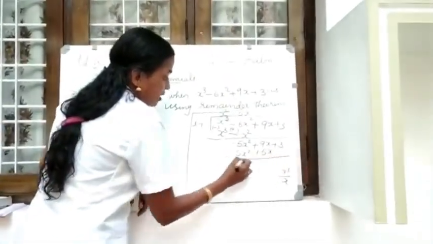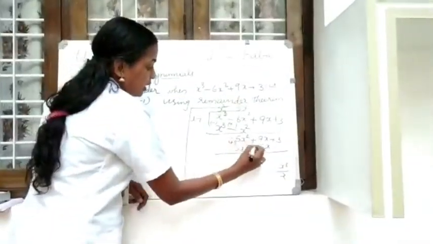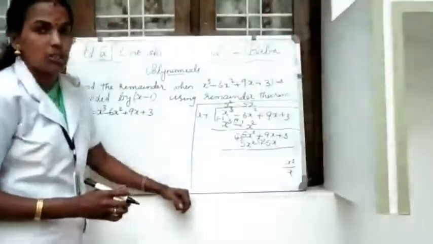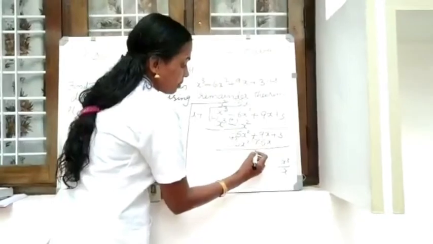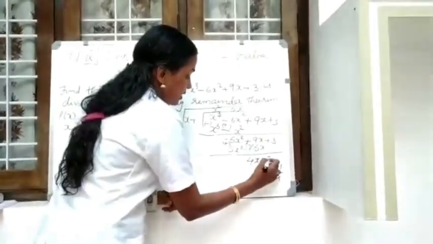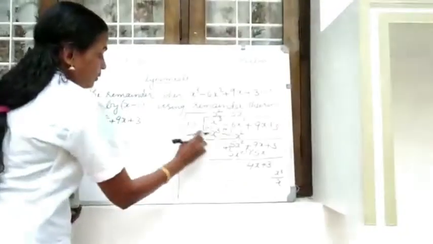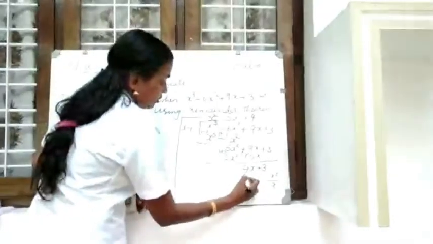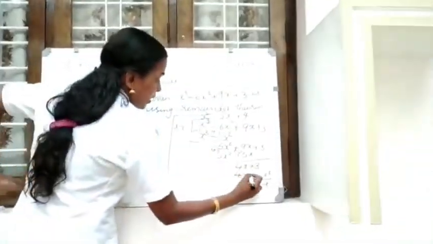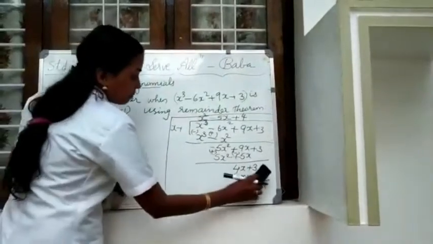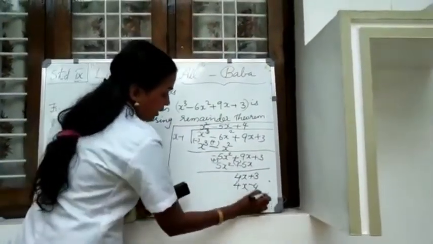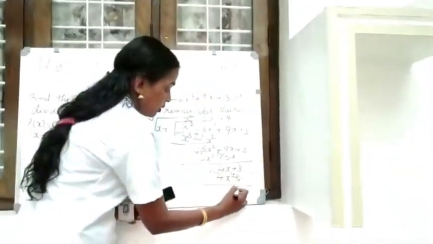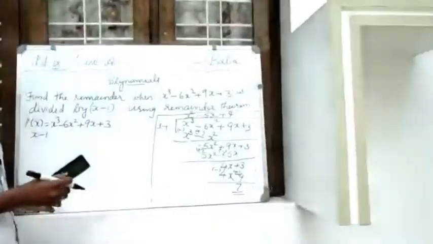Minus into minus is plus. Then change the sign and subtract, that is, change the sign and add. Minus 5x square plus 5x square is 0, plus 9x minus 5x, 4x plus 3. Then 4x divided by x is equal to 4. 4 into x, 4x; 4 into minus 1, minus 4. Then subtract, minus becomes plus, change the sign. Plus 3 plus 4, 7. Now we got the remainder as 7.